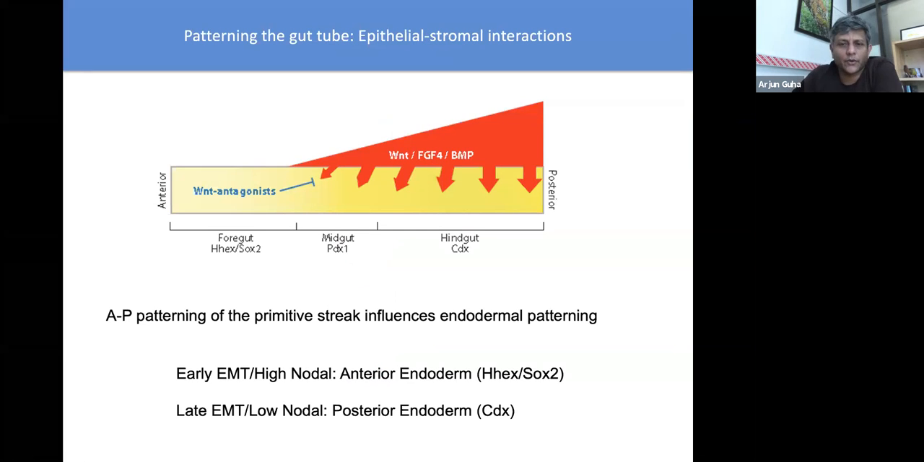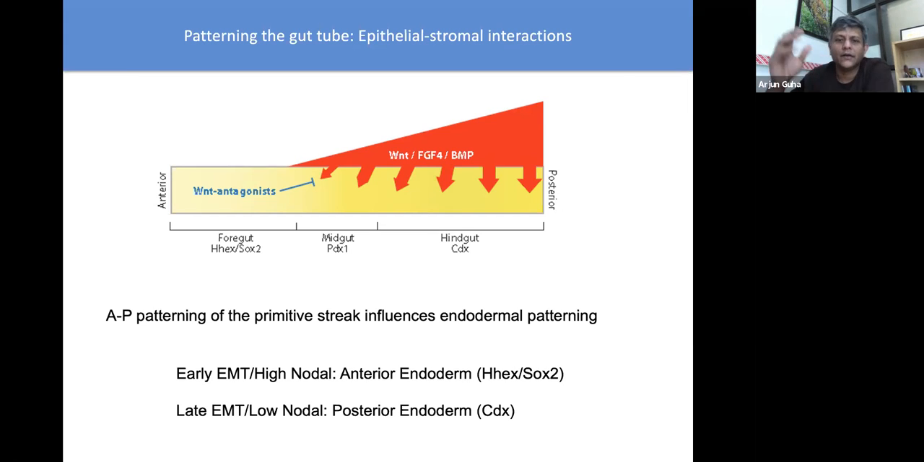So then starts the process of specifying this gut tube along the head-tail axis into different regions: the foregut, the midgut, and the hindgut. And generally speaking, all of development is literally about making boxes and then refining these boxes into smaller boxes and so on and so forth. So how do you pattern this gut tube into these 3 different components? Well, 2 of the most important signaling pathways that are relevant here are Wnt and FGF4.